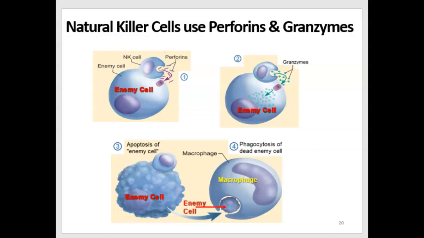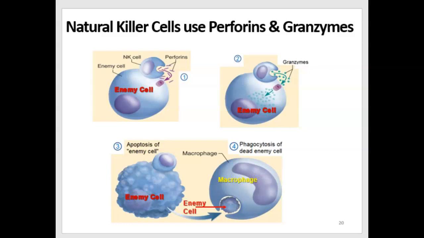It's the last picture that is a little misleading, the lower right. In the lower right, the enemy cell is tiny now, and the natural killer cell is gone. It has left the scene, and a macrophage has come along to engulf what remains of the enemy cell. I wanted to point that out because if you look at it at a glance, you won't notice how the natural killer cell left the scene, I guess.